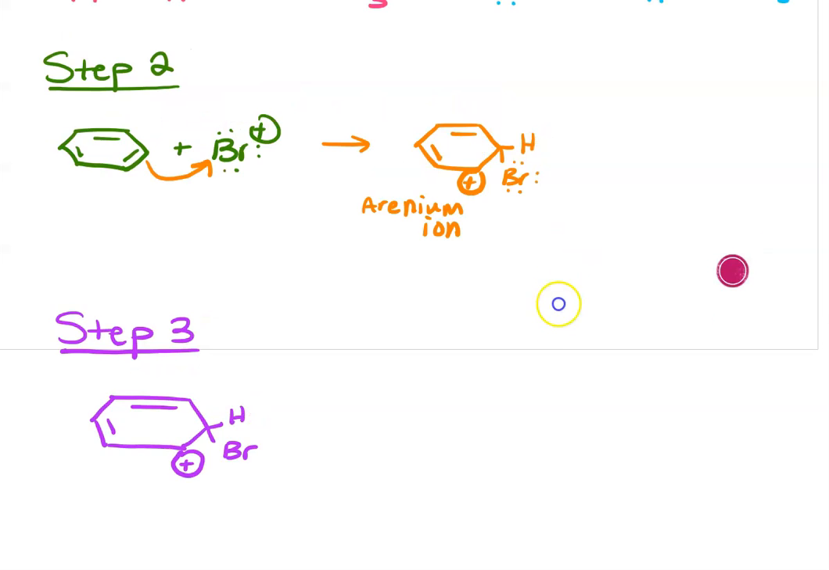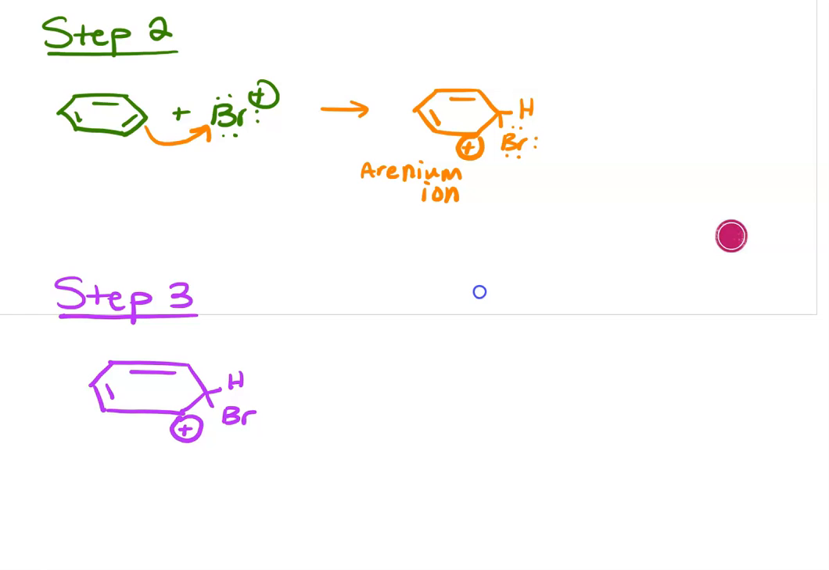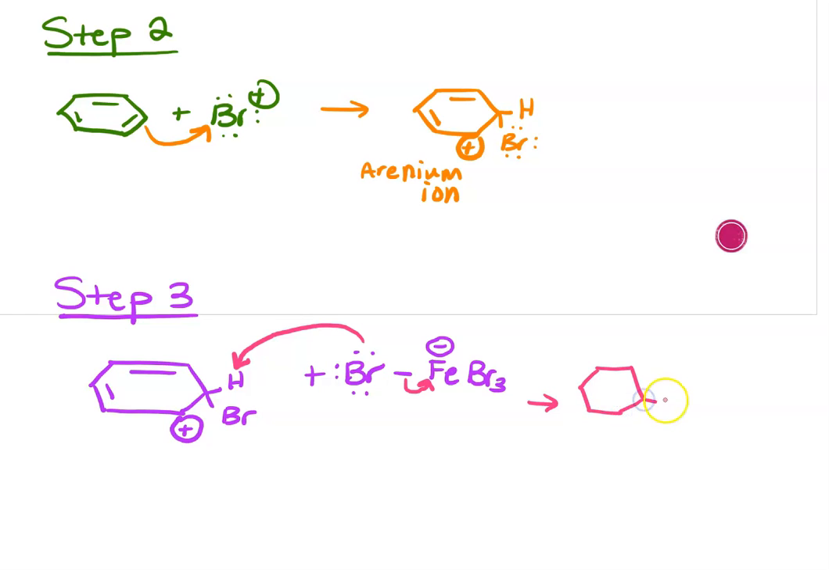Okay, so if we recall back up here, we had this fantastic little compound, this species, as we would call it. So now this species is going to come back around, FeBr3. All right, so what we have here now is that this bond will go back to the iron. These electrons will grab onto that hydrogen. And what we end up with now is our bromobenzene.